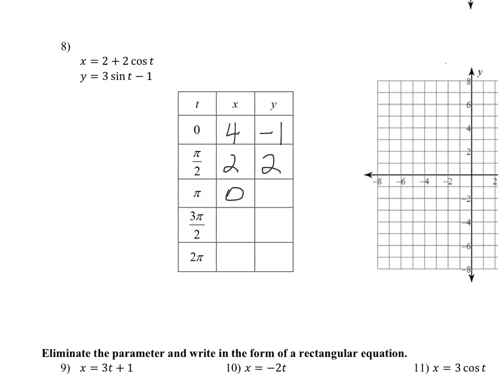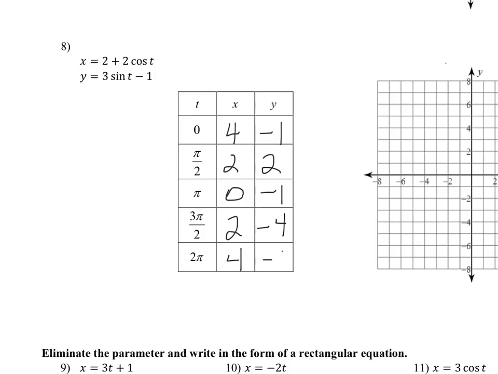And the sine value is 0. So again, we're going to have a negative 1 here. And then at 3 pi over 2, my cosine value is 0, so 0 times 2 is 0. That's 2. Okay. And then sine is negative 1. Negative 1 times 3 is negative 3, minus 1 is negative 4. And then at 2 pi, we're back to the same where we started. So we're back to the beginning.